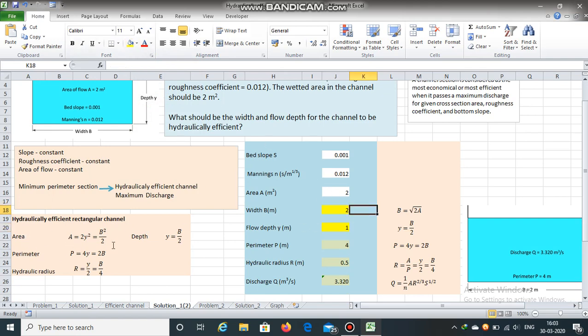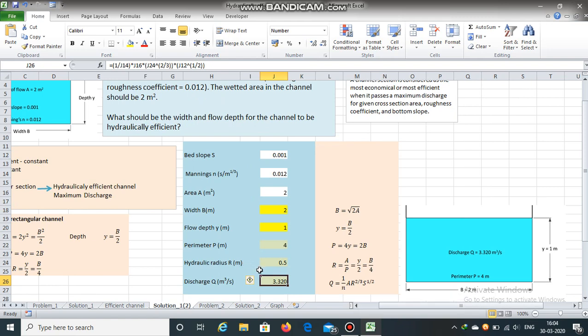Now for an efficient channel, A is equal to B square divided by 2. So B is equal to root 2A and flow depth is B divided by 2. So width and flow depth have been obtained and discharge using Manning's formula is 3.320 meter cube per second.